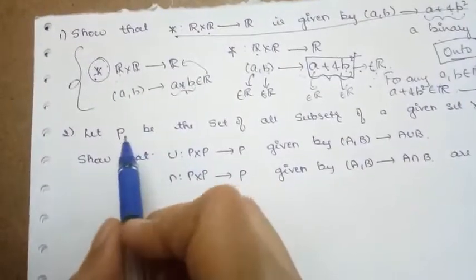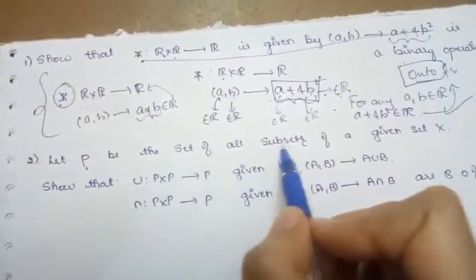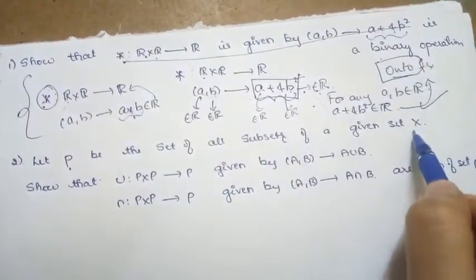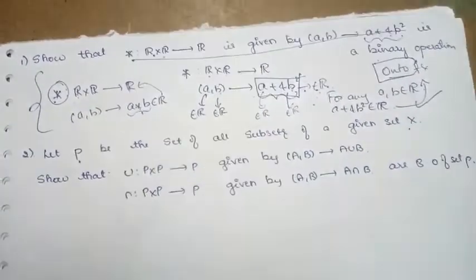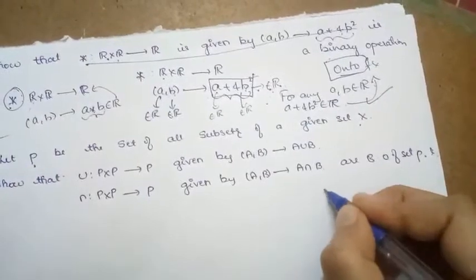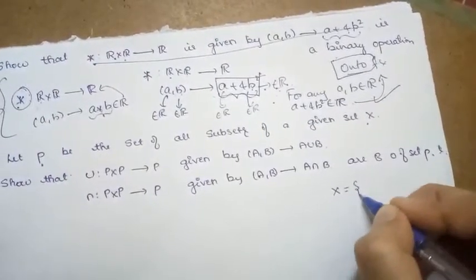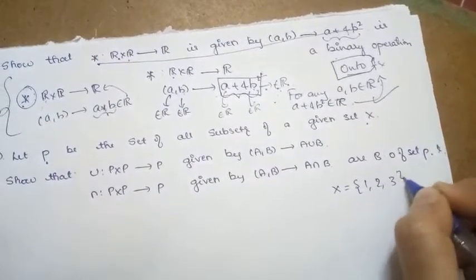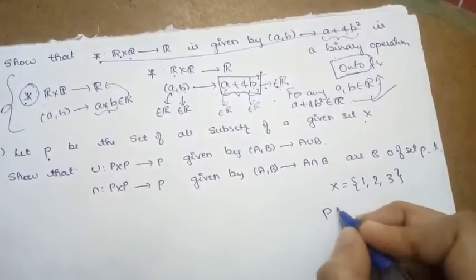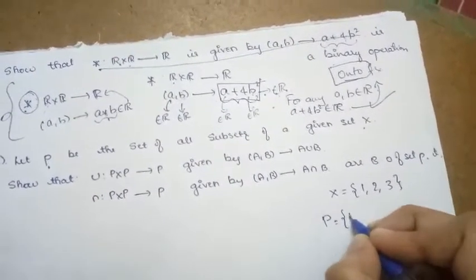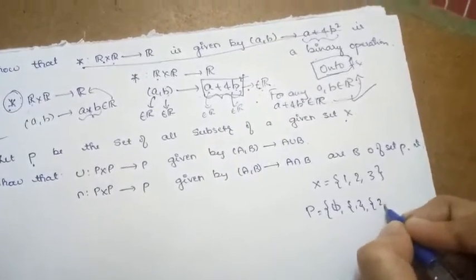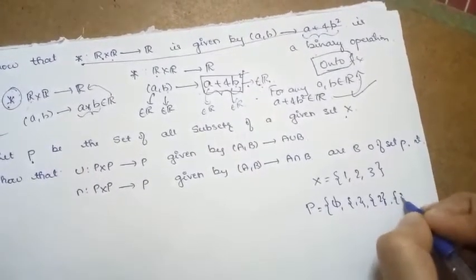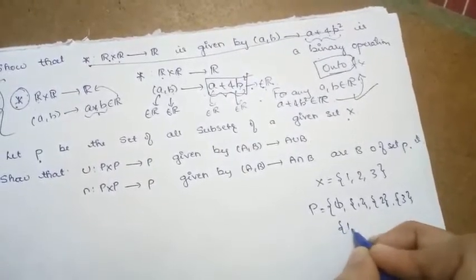Here what they are saying: let P be the set of all subsets of a given set X. That means P is the power set of the set X. Suppose I take the set X equal to {1, 2, 3}, then what is the power set of X? It will be the empty set, the singleton sets, right? This is only for your understanding purpose that I am writing.